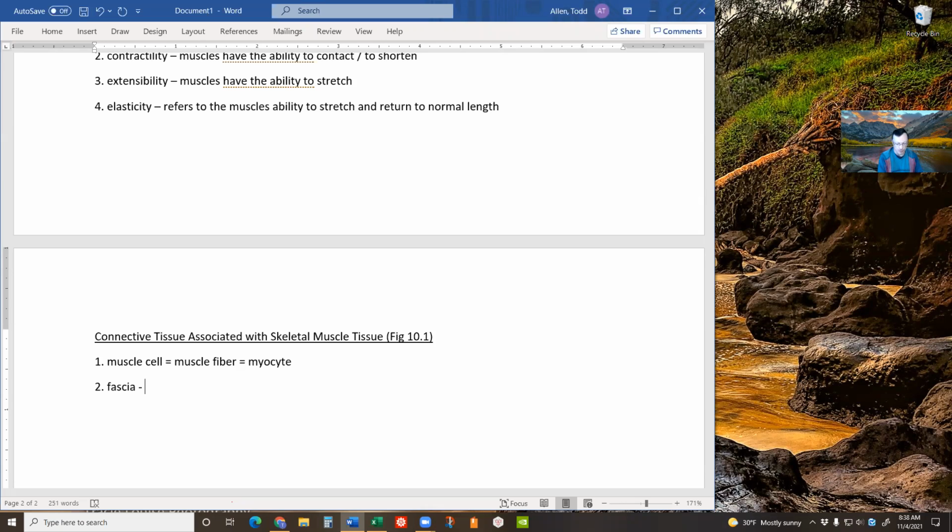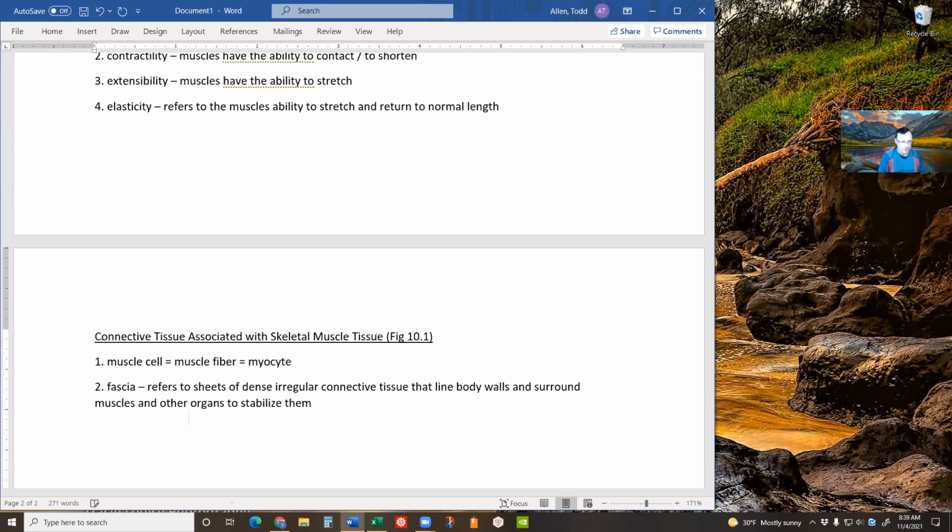So fascia refers to sheets of dense, irregular connective tissue that line body walls and surround muscles and other organs to stabilize them.